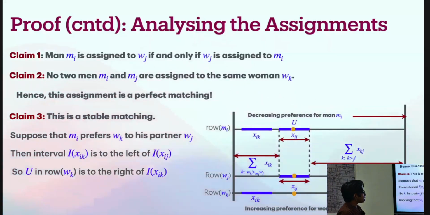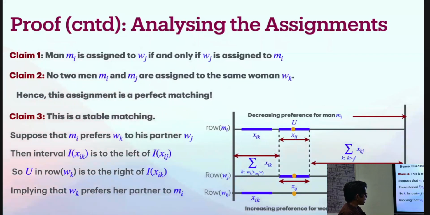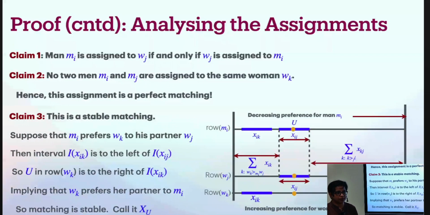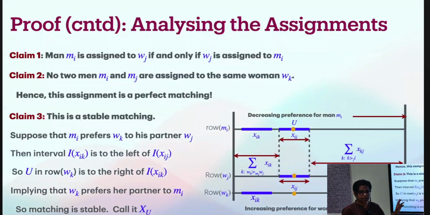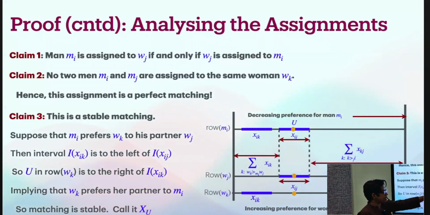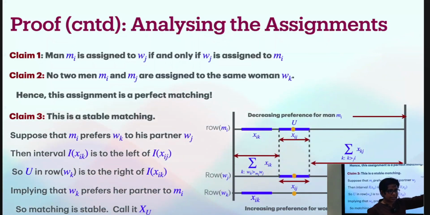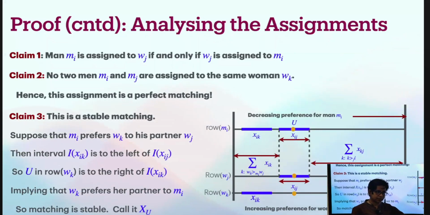So, this sort of a random sampling thing has at least allowed us to find a matching. Notice this matching is randomized, this assignment, this solution X is randomized because it heavily depends on this probabilistic event of where U falls, correct? Okay.